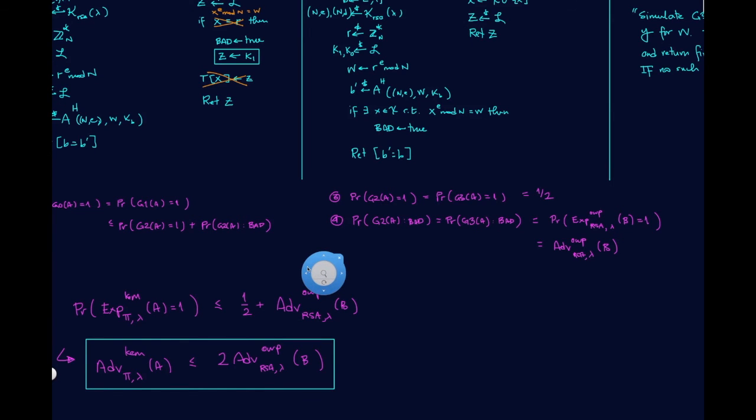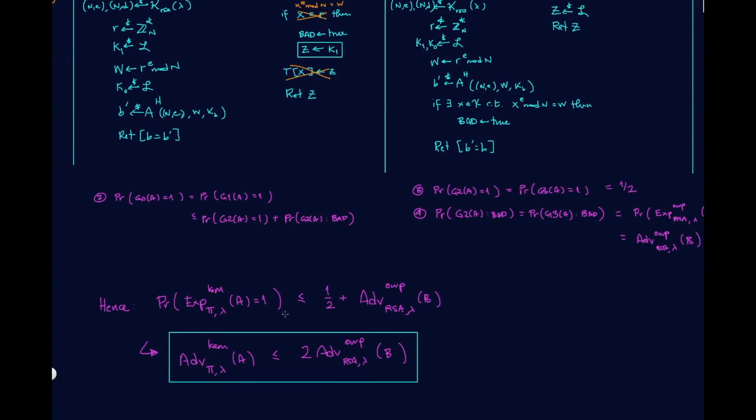So here's the punchline of it all. If you put all those steps together, what do we have? We had this probability was equal to this probability, which is upper bounded by these two. And we just argued that this one is a half, so that's this, plus this one is upper bounded by B's one-way permutation advantage. We multiply this by 2 and subtract 1 to get the KEM advantage. Well, that multiplies this by 2, which gives us 1. We subtract 1, so that goes away. So we just have twice this thing.